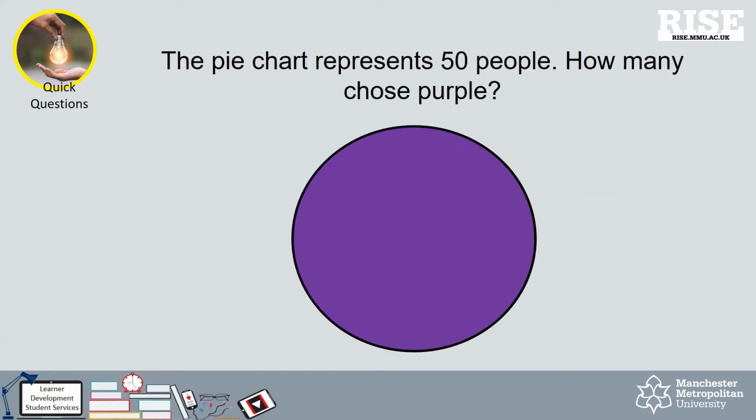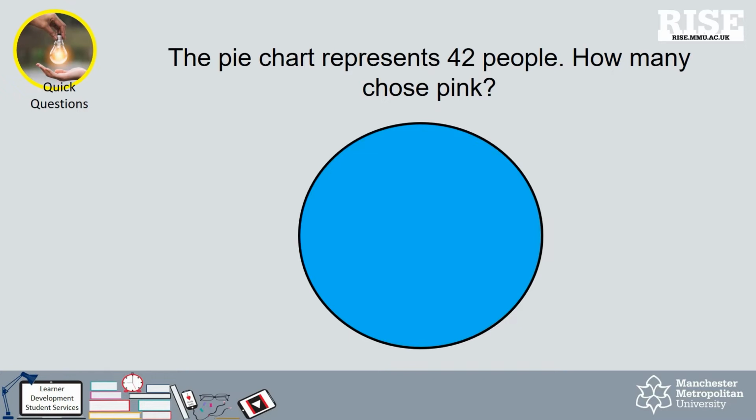What about if the whole pie chart now represents 50 people? How many people here chose purple? Yes, it's the whole thing. It's all 50 of them. What about if the pie chart represents 42 people? How many people chose pink? Well, here we can see that everybody in the pie chart chose blue, so 0 people chose pink.